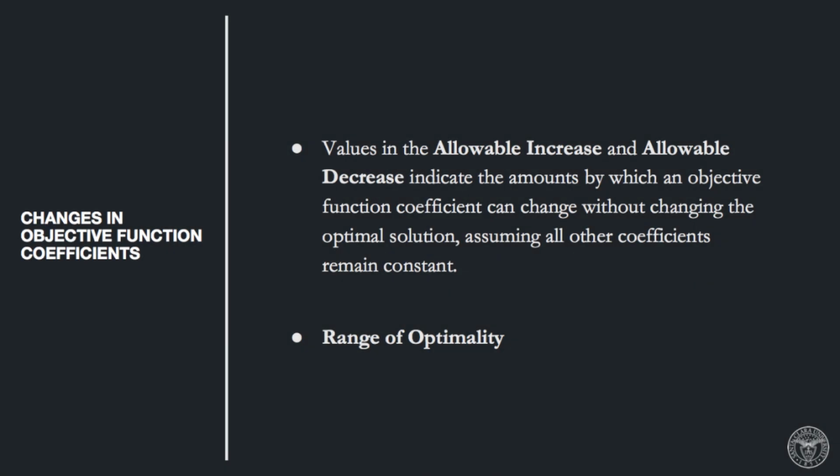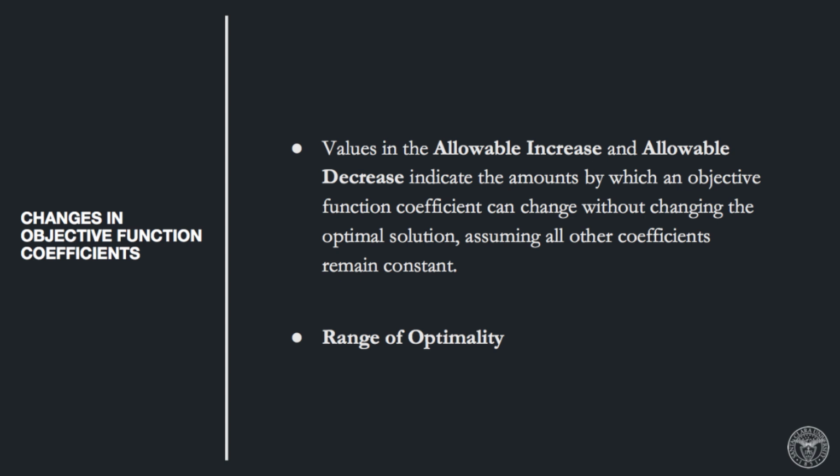We now discuss the sensitivity analysis regarding the changes in objective function coefficient. There are three related concepts. The first one is allowable increase, the second one is allowable decrease, and the third one is range of optimality. The allowable increase refers to how much we can increase from the current objective function coefficient. Allowable decrease means how much we can decrease from the current objective function coefficient.